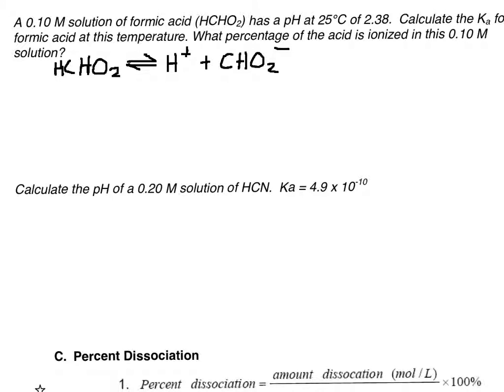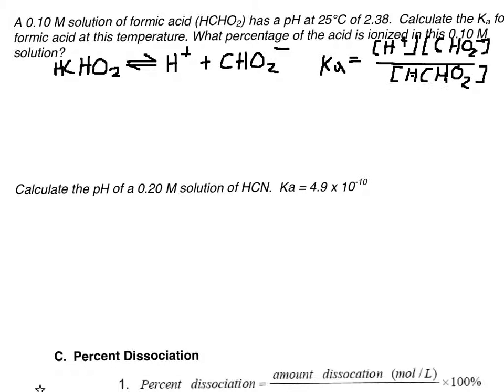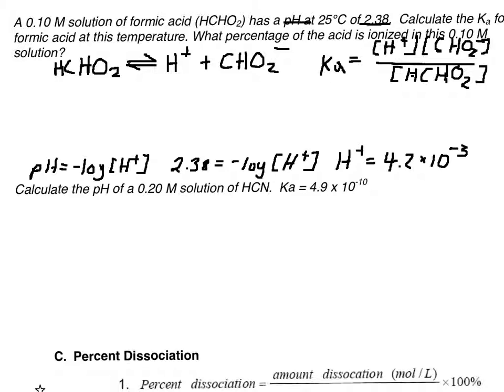Okay, after we write an equation, we're going to write our equilibrium expression. Alright, so I got this far. A lot of times I'll set up my ice table first, but it's already given me the pH. Since it gave me the pH, I can use that to solve for the concentration of hydrogen ions, so I'm going to do that first. And here I get about 4.2 times 10 to the negative 3.